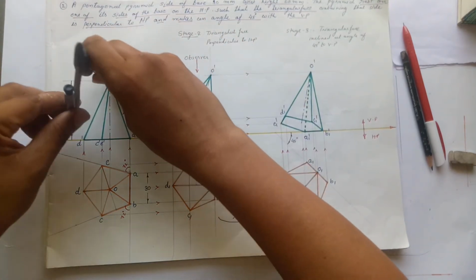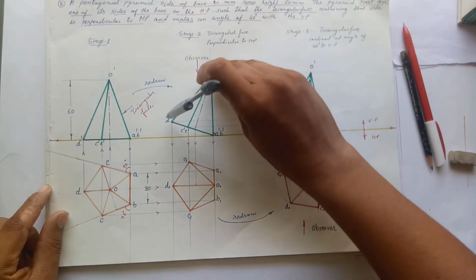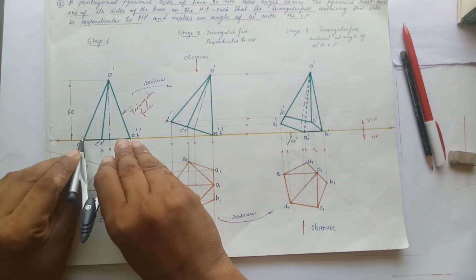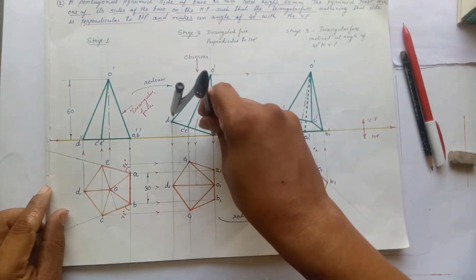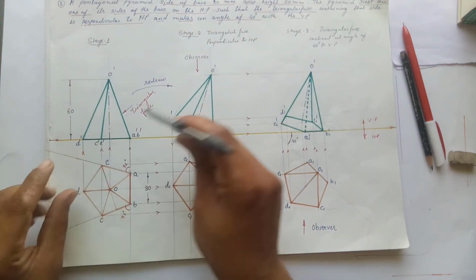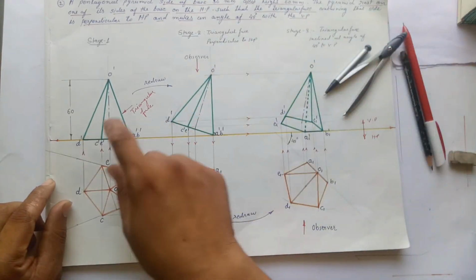Now measure O dash to D dash, and A dash B dash to D dash. Mark the D dash, then after A dash B dash to C dash E dash, mark the C dash. Copy this figure over here, the same figure.